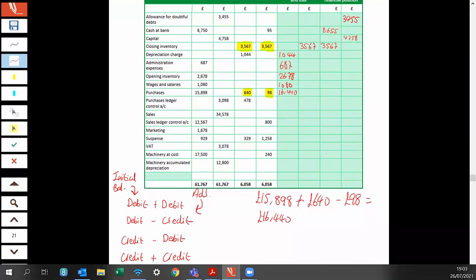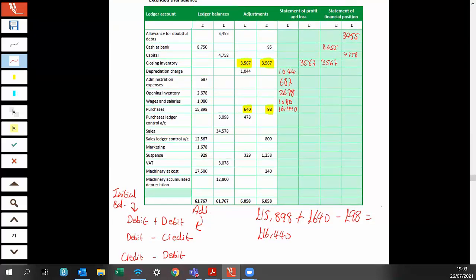Okay, purchase ledger control account. We've got an amount and we've got an adjustment. So we've got £3,098. We then have an adjustment of 478. We can see that we've got an initial balance that was a credit, and an adjustment that is a debit. So we're going to take these two figures away from each other: 3,098 less your £478. That will give us 2,620. As this is the purchase ledger control account, it's a liability. It belongs on the statement of financial position. Fantastic. What about sales?